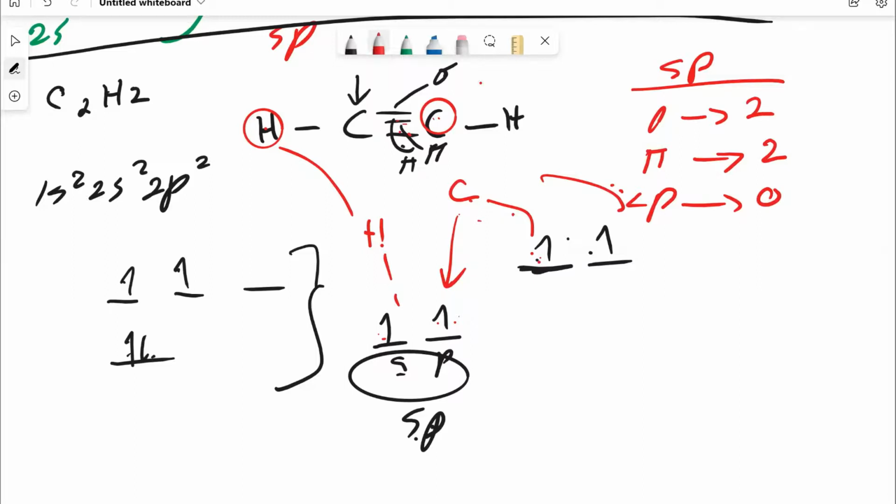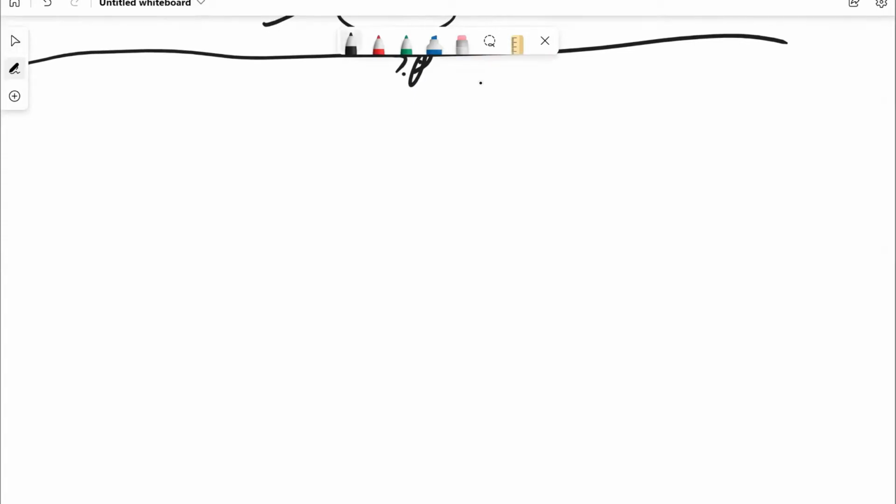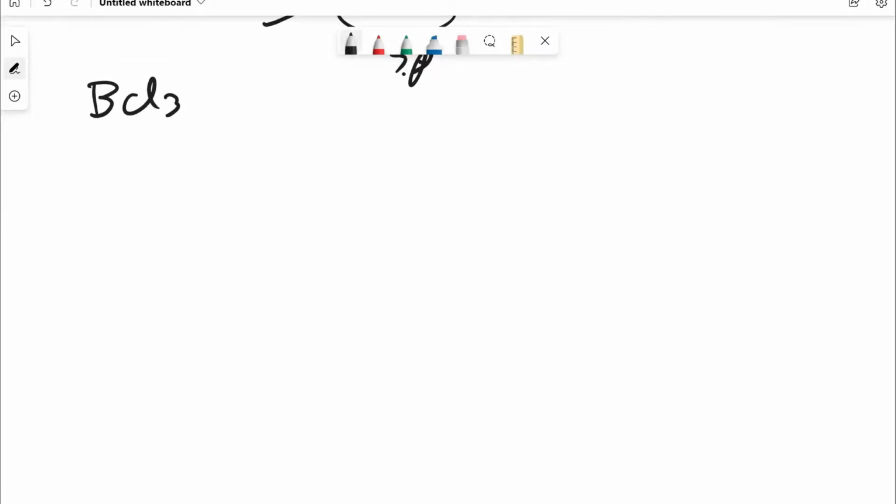I don't have to explain everything I did. I'm just doing it for you so you understand exactly step by step what's happening here. Do you have any questions? Let's look at another one, sp2. Look at this one, BCl3. I'm doing this quickly so you will see. You have to do the Lewis structure yourself, and by now I am assuming you are perfect in that sense.